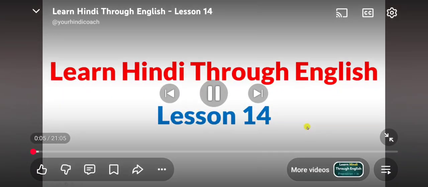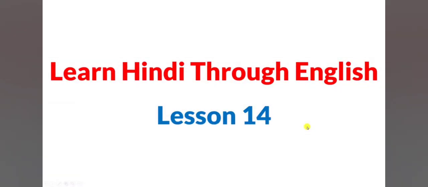Lesson 14 of Learn Hindi through English series, and in this lesson we will learn a few prepositions. To is ko in Hindi. To Ravi is Ravi ko. To Anusha is Anusha ko.